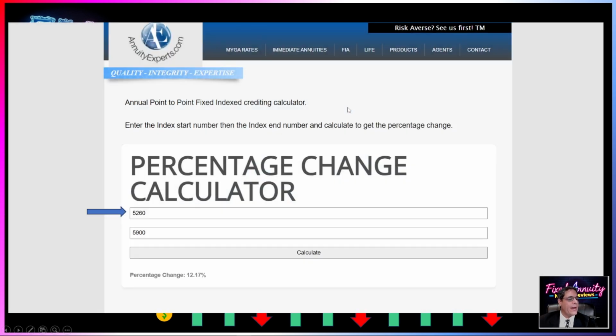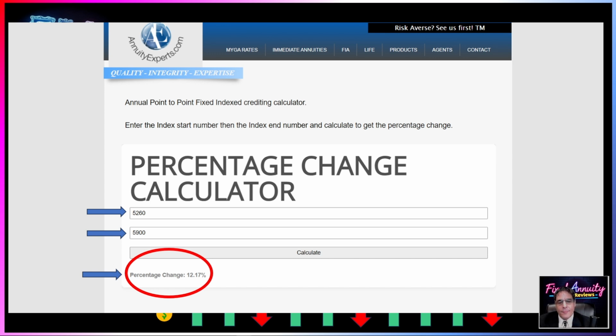So how does this compare? By the way, you can go to my annuity expert site, and if you click on this FIA, it'll pull up the percentage change or FIA calculator, and you can enter the amount. So what I did is, the first year was 52, the second year was 59. You click on that calculator, it tells you the percentage change. It was 12.7. This had a 12% cap. So they capped out that year. So that's really great.